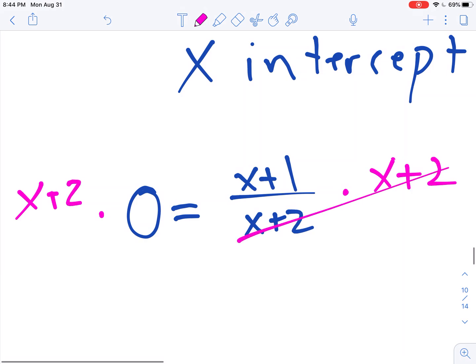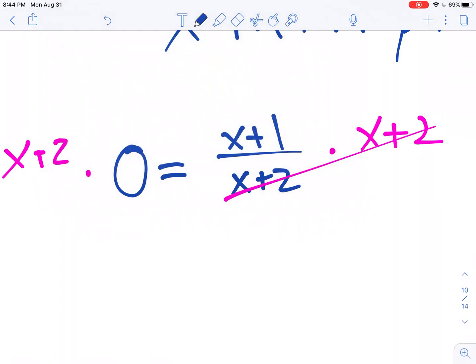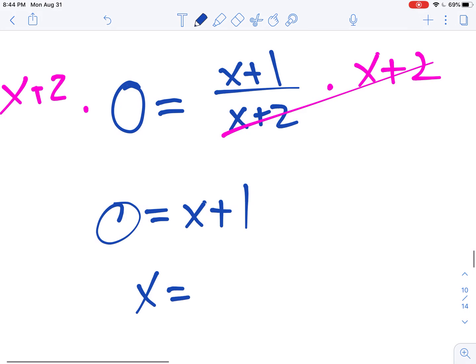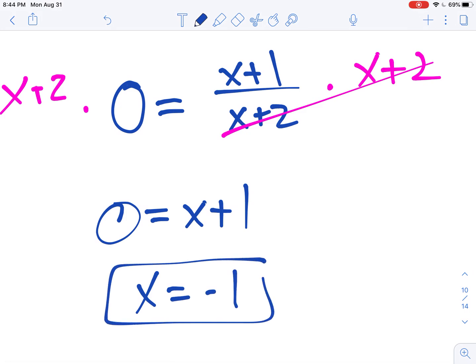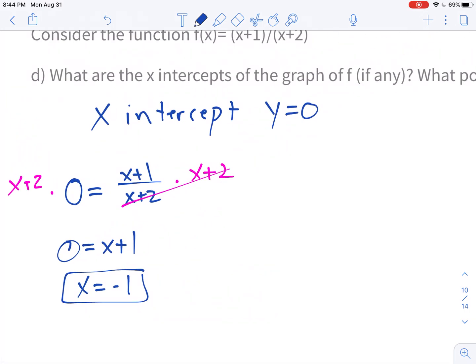And would you look at that, when I multiply x plus 2 on both sides, they go away. And I'm left with 0 is equal to x plus 1. And then x is equal to -1. You might be saying to me, Mr. Yehlen, that's really weird. How can I just get rid of the denominator like that? I don't think that that's okay.